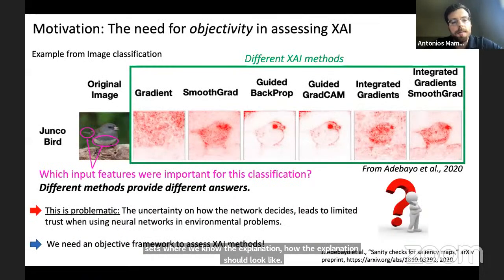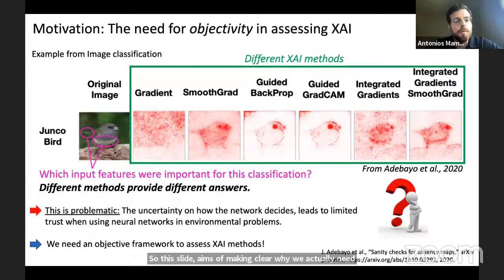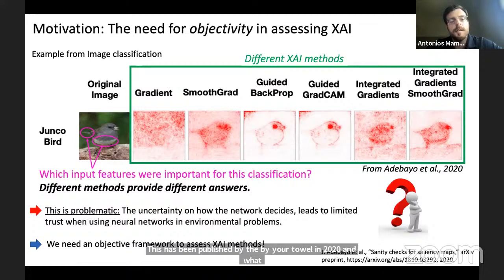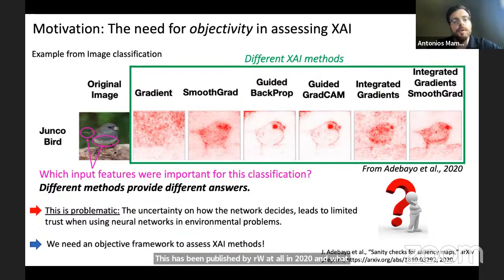So this slide aims at making clear why we actually need objective frameworks to assess these methods. And what you are looking at here is an example from an image classification task. This has been published by Adebayo et al. in 2020. And what the authors have done here is that they have trained a convolutional neural network to classify different pictures. And you're looking at a specific example here of a junco bird, where the network has successfully classified this picture as a picture illustrating a junco bird.